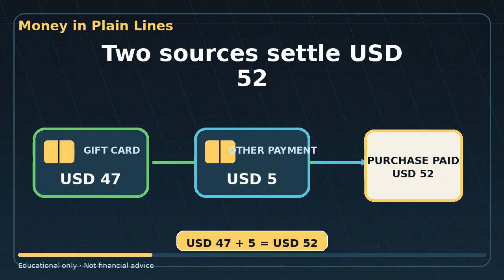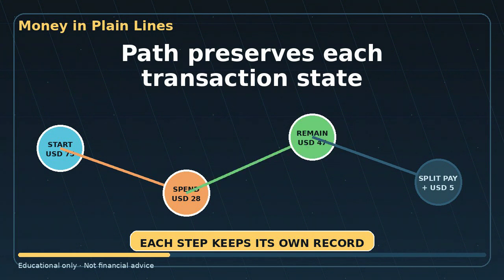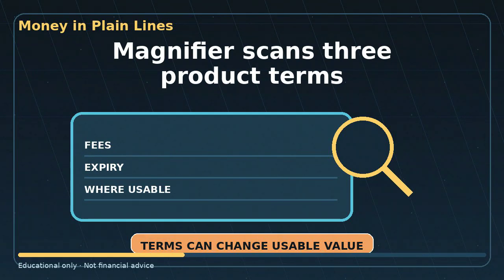The transaction path now has distinct records: $75 at activation, $28 used first, $47 remaining, and $5 supplied separately at the next checkout. Each number answers a different question, so none can substitute for another merely because all appear near the same card. Real stored value products can have fees, expiry rules, geographic restrictions, merchant limits, or exclusions.